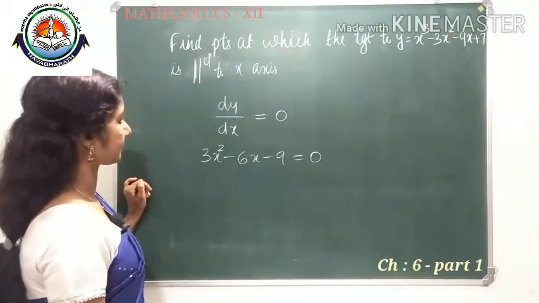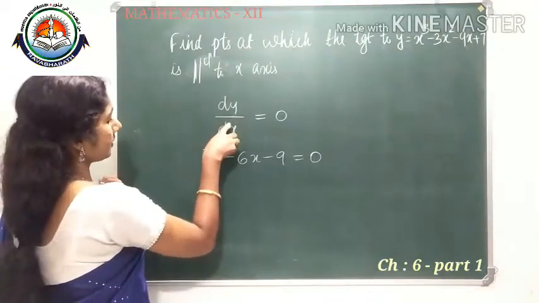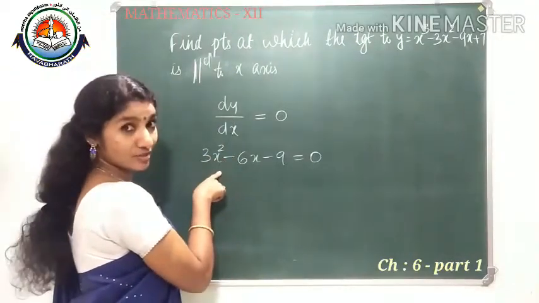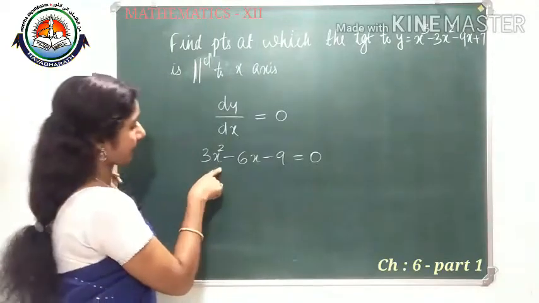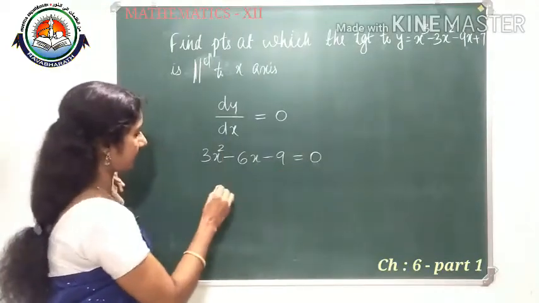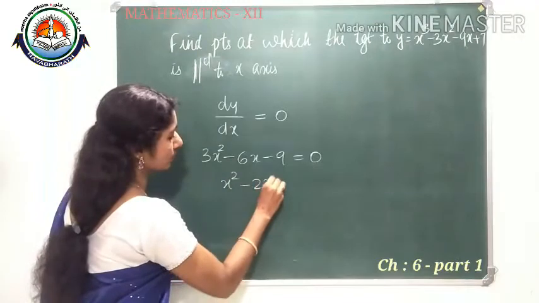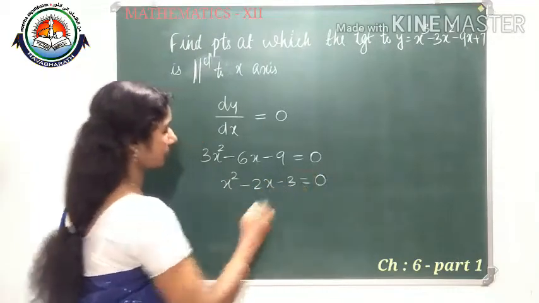Then we need to find these points, so we need to find the value of x. For that, 3 is a common factor, I cancelled. x square minus 2x minus 3 equal to 0.